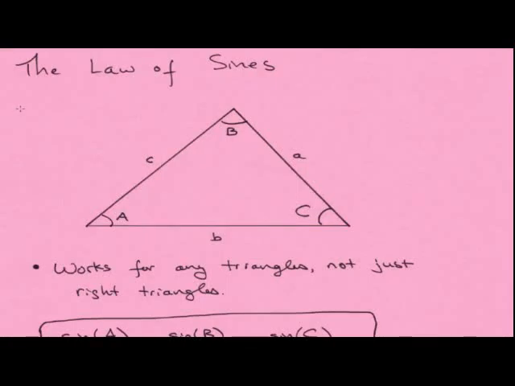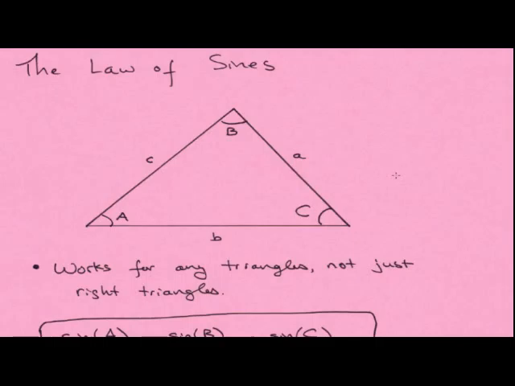So let's go over our law of sines. We begin with our general triangles. We have angle A with side A being opposite that, angle B with side B being opposite that, and angle C with side C being opposite that.